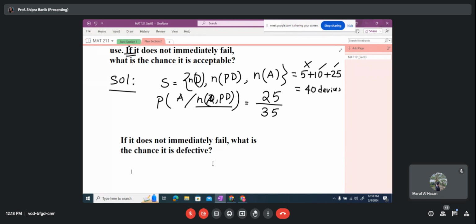It is an impossible event. If it does not immediately fail, the condition is given. So what is the chance of defective? Not the chance of defective, it's the chance of acceptable. It does not fail immediately, so it's the chance of acceptable. Their answer is what?